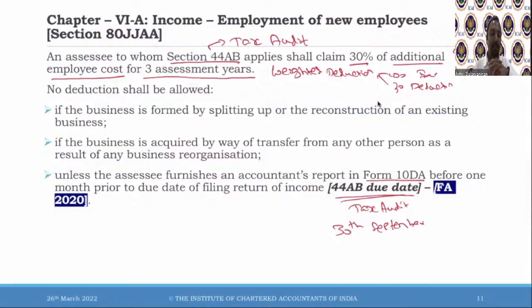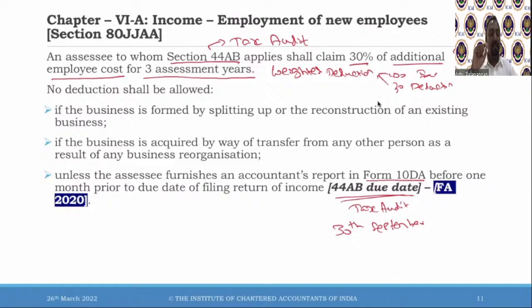So welcome back. Whatever we have been discussing is about this heading C deductions. We said only three are eligible for intermediate. The first one is 80JJAA, which relates to new employees. We saw the conditions. It is applicable for persons who are covered under tax audit. They can claim 30% of additional employee cost over 3 assessment years.